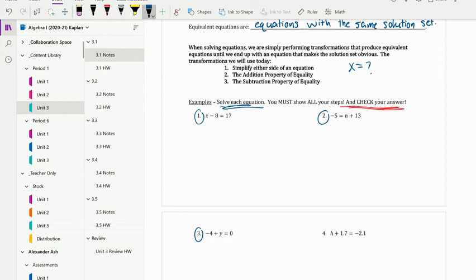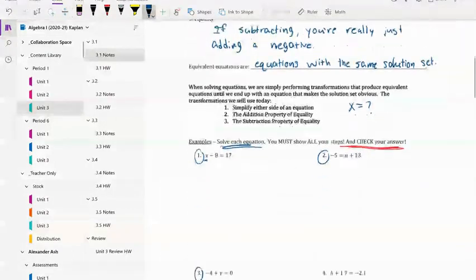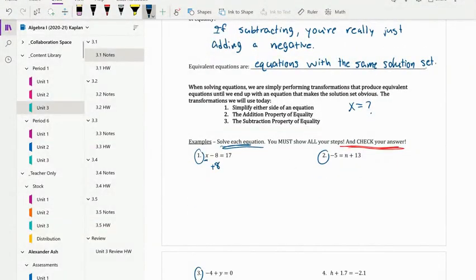I am going to ask you to check your answer and show me that you checked your answer for these first couple homework assignments. So if we're looking at this first one, we've got x minus 8 equals 17. And remember, we're trying to isolate the x. So in order to get the x by itself, if we've got minus 8 over here, the addition property of equality says we can add 8 to both sides, and we should have an equivalent equation.